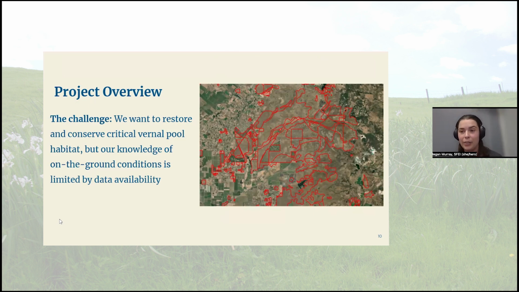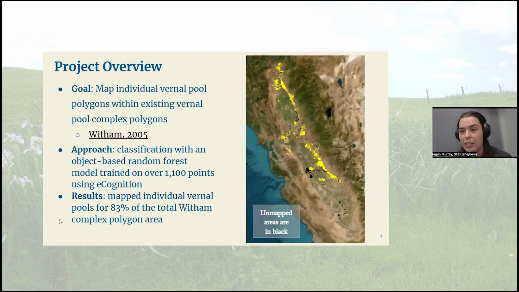These are the Carroll-Witham Vernal Pool Complex polygons, and basically they delineate vernal pool habitats. So the idea behind these is that within these polygons, there are vernal pools, or there could be vernal pools. But beyond that, that's the extent of the information we have on vernal pools, which is helpful, but can make it hard to make strategic management decisions or landscape planning decisions. So the goal of this project was to resolve that and fill in those data gaps by mapping individual vernal pools within those Carroll-Witham Vernal Pool Complex polygons we were looking at on the previous slide.